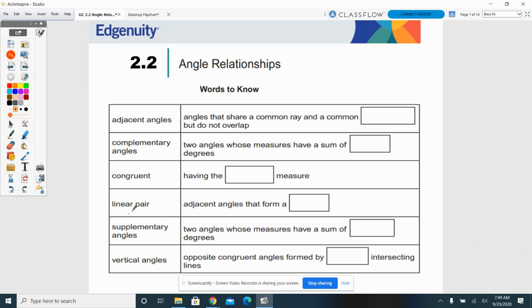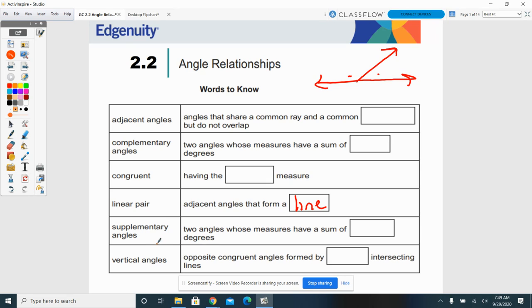Linear pair we talked about. Those are adjacent angles, so angles that are next to each other that form a straight line. And these are nice because straight lines add to 180. So this is a linear pair. They're right next to each other, and they form a straight line or a straight angle.